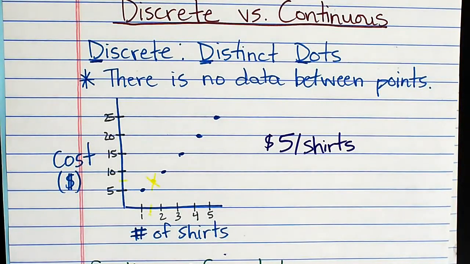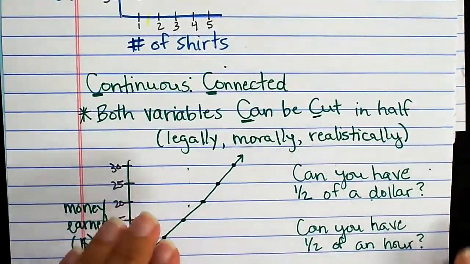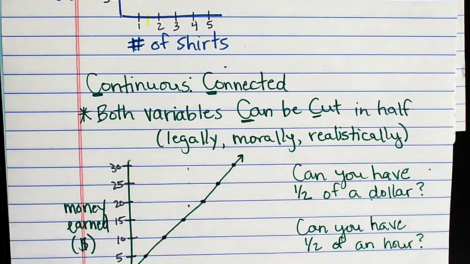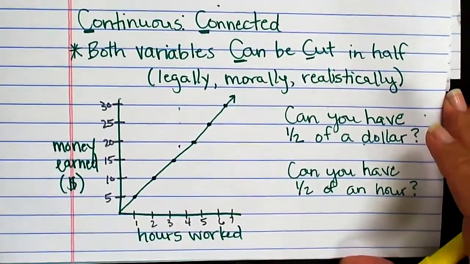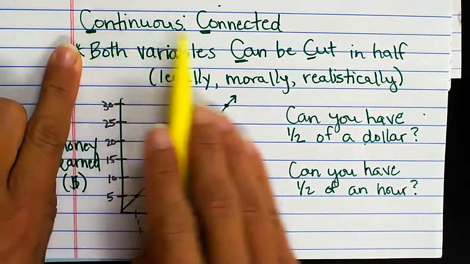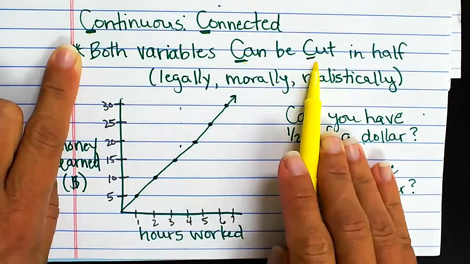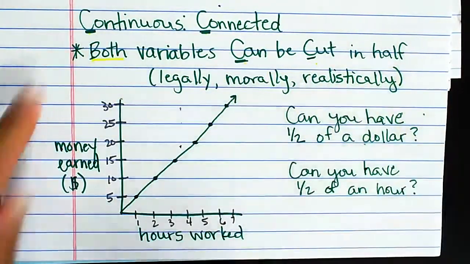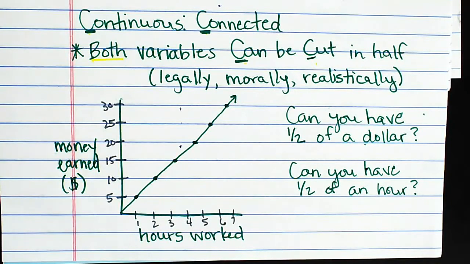Yes, I know that physically we could take a pair of scissors and we could cut a shirt in half, but we're not going to do that, and that is also not how we purchase them. So I like to say, if it can be cut in half legally, morally, realistically, that's when the line's going to be connected. And that's going to be both variables. So continuous is connected. Here we go again with the CC, can be cut. If both variables can be cut in half, again, legally, morally, realistically, then that is a case in which you're going to be connecting the line. That is going to be continuous data.